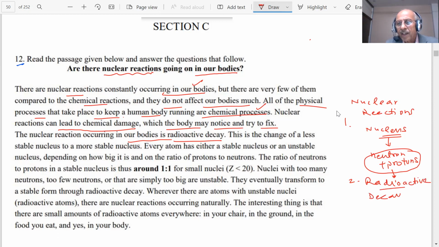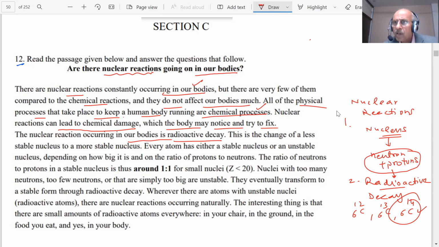Radioactive decay. Certain elements are radioactive. You will see carbon has three isotopes, C6-12, C6-13, C6-14. And this carbon isotope, C-14, is radioactive, students. It is undergoing transformation, a nuclear reaction. So it undergoes decay. So the nuclear reactions occurring in our body are radioactive decay.